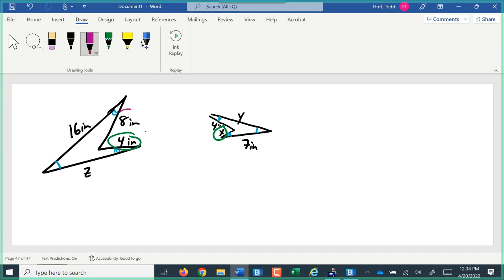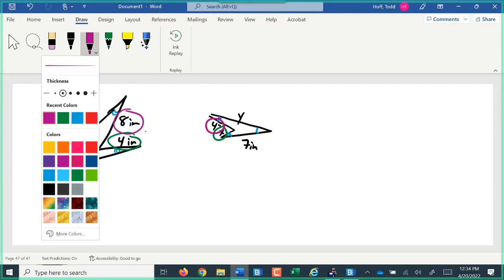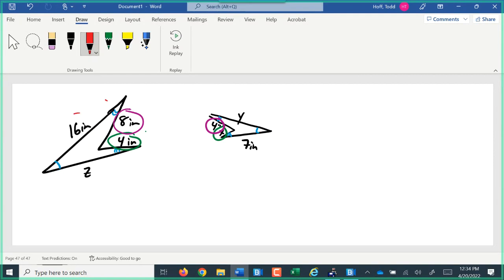How about the 8? What piece of the other figure corresponds to the 8? The 4-inch. If I do 16, that corresponds with the Y. And Z corresponds with 7. So these are 4-sided. We did mostly 3-sided with triangles yesterday, but 4-sided works too. We have all the sides paired up with their corresponding sides.